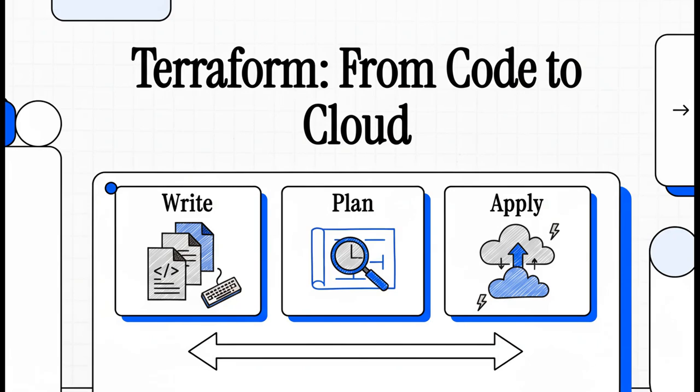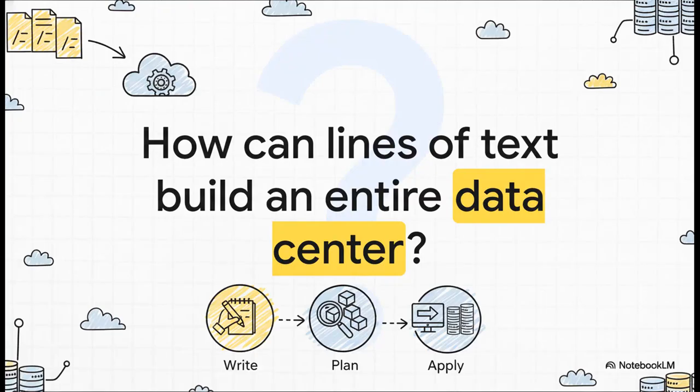All right, let's dive in. We're going to talk about Terraform today, and specifically how you can take just a simple text file and turn it into real live infrastructure in the cloud. It's pretty amazing stuff. Have you ever stopped to think about how that works? I mean, how can a few lines of text, just simple text, suddenly become an entire data center? We're talking servers, networks, the whole shebang, all just appearing in the cloud? How is that even possible?